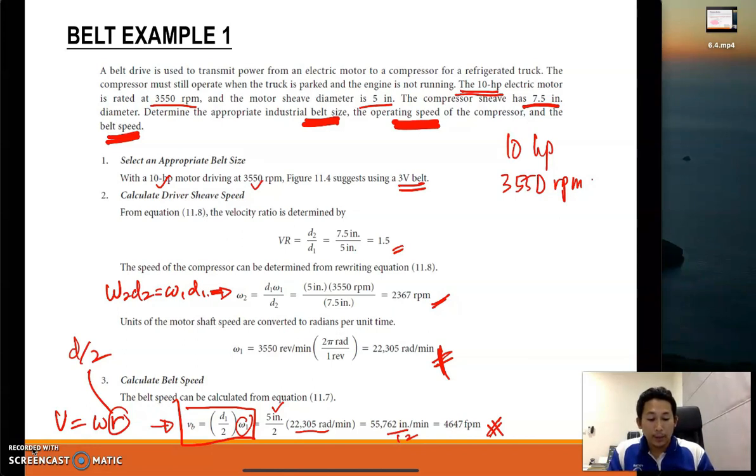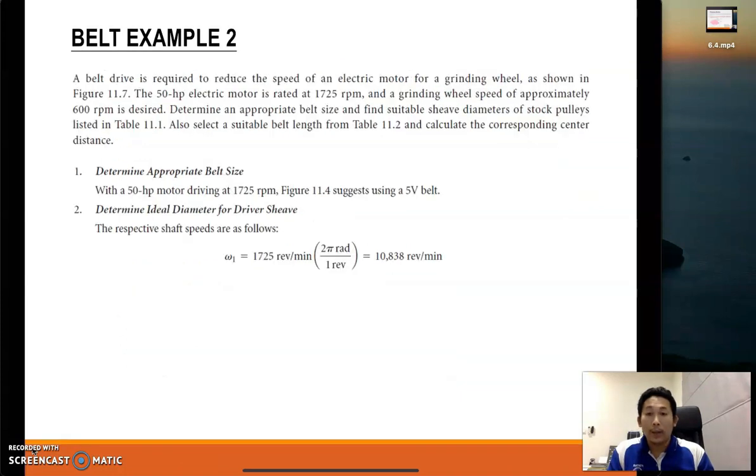Okay, so that is example number 1. Now we go to the second example. A belt drive is required to reduce the speed of an electric motor. So from that one we have 50 HP, 1725 RPM, and a grinding wheel speed of approximately 600 RPM.